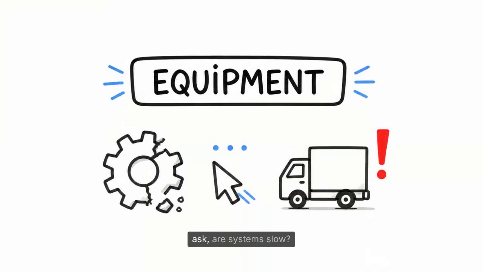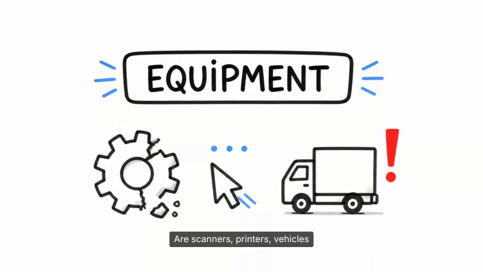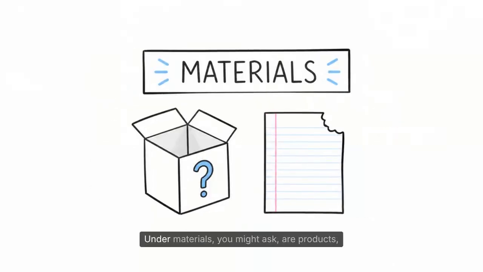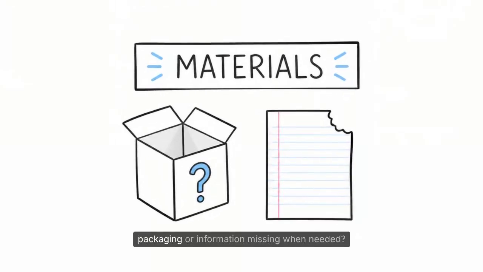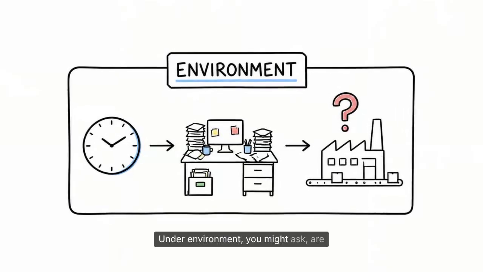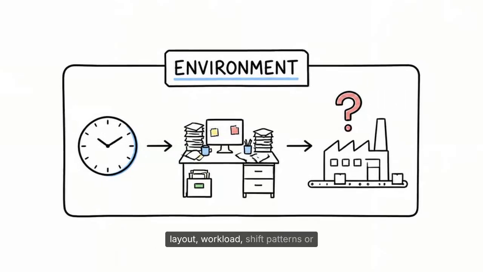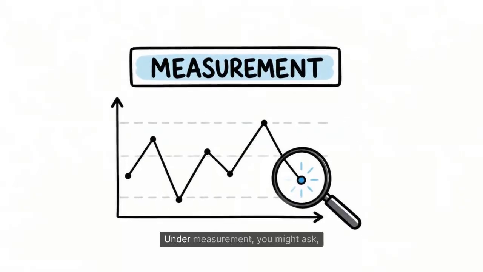Under equipment, you might ask, are systems slow? Are scanners, printers, vehicles, or tools causing delays? Under materials, you might ask, are products, packaging, or information missing when needed? Under environment, you might ask, are layout, workload, shift patterns, or working conditions affecting delivery?